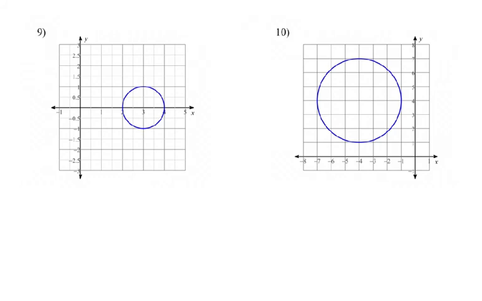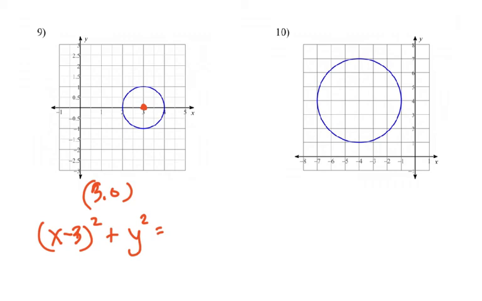Okay, number 9, we're going to write the equation of this circle. And so we're going to just see that the center is at 3, 0. So if the center is at 3, 0, that means I'm going to write (x minus 3) quantity squared. y minus 0, you can just write y. And then my radius is 2. So 4 will be my radius squared.